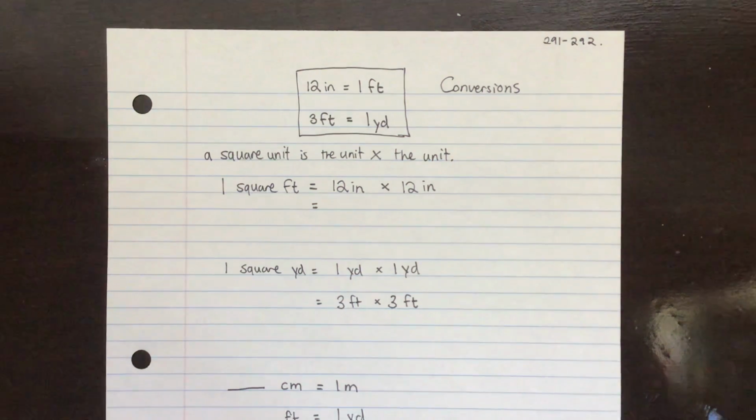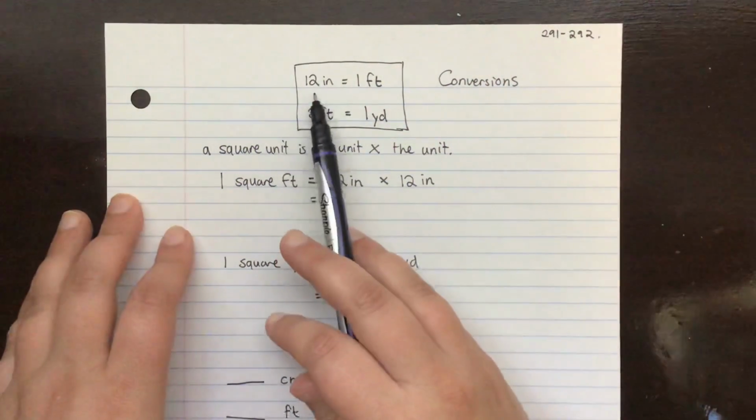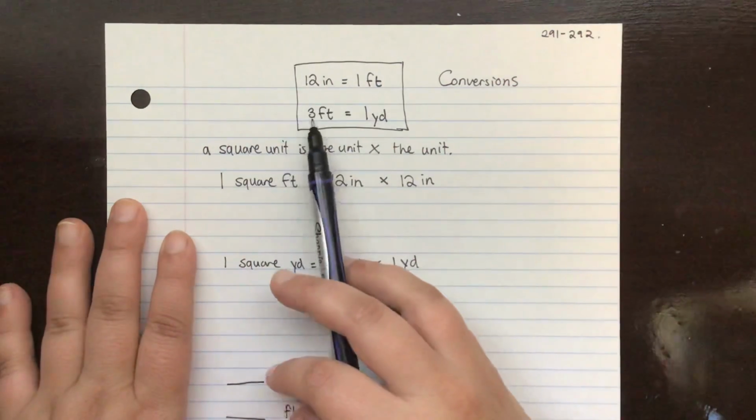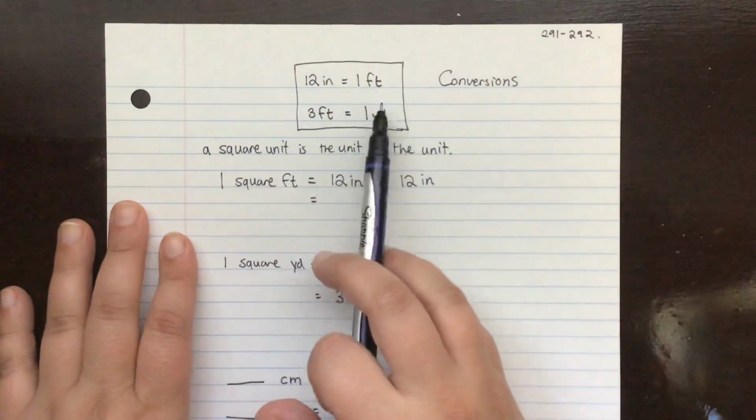Good morning, grade 4s. Today we're going to talk about converting square units instead of just regular units. So, as we know, there are 12 inches in a foot. That's length. And there are 3 feet in 1 yard. Those are pretty common things that we should know by now.